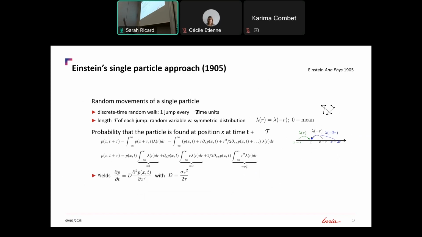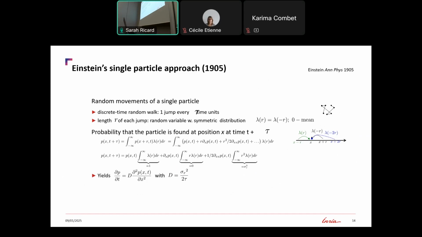It's the same equation as Fick's, except now that what we have here, the variable is no more a concentration, it's a probability. So that means that if you can solve this equation, you can have an expression of the probability of x.